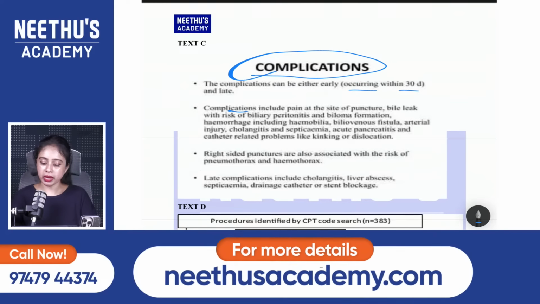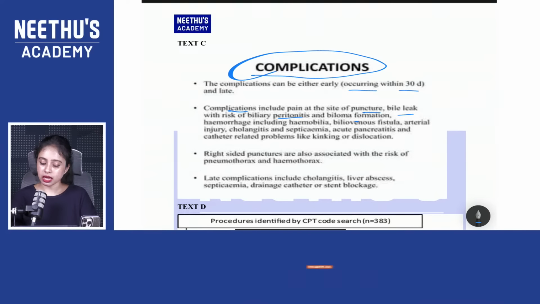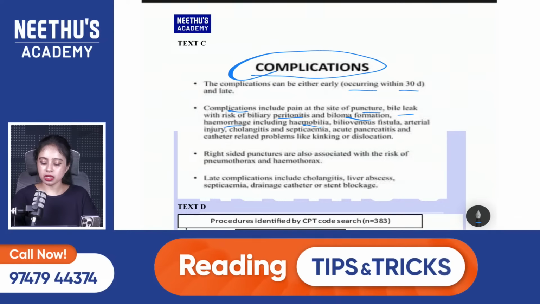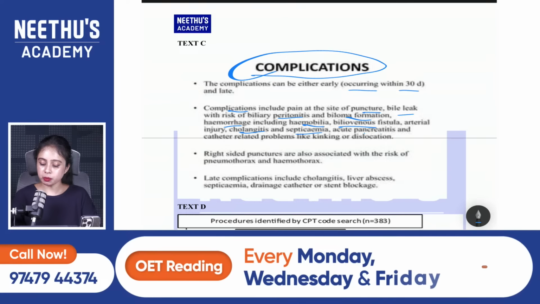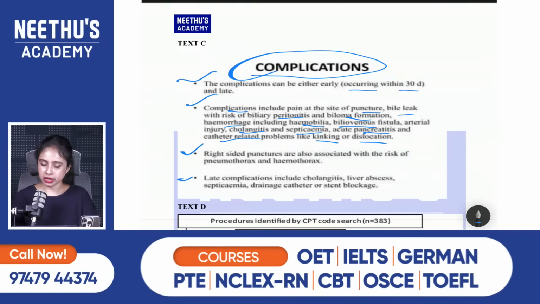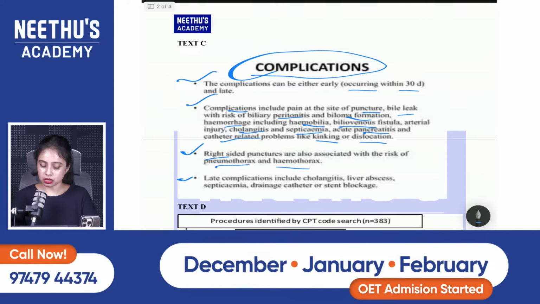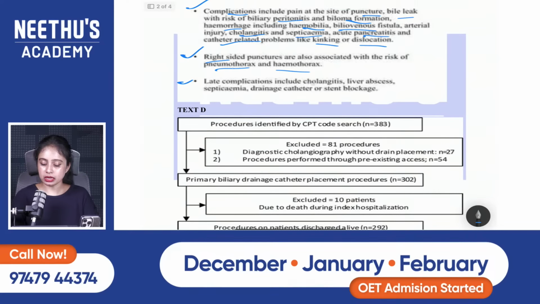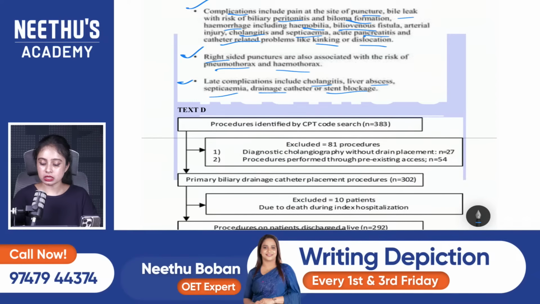Early complications include pain at the site of the puncture, bile leak with risk of biliary peritonitis and biloma formation, hemorrhage including hemobilia, bilovenous fistula, arterial injury, cholangitis and septicemia, acute pancreatitis, and catheter related problems like kinking or dislocation. These are all bullet points that I'm marking as I read. Right-sided punctures also are associated with the risk of pneumothorax or hemothorax. Late complications include cholangitis, liver abscess, septicemia, and drainage catheter or stent blockage.